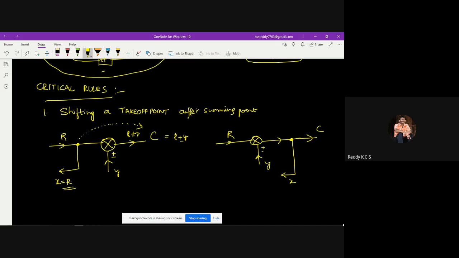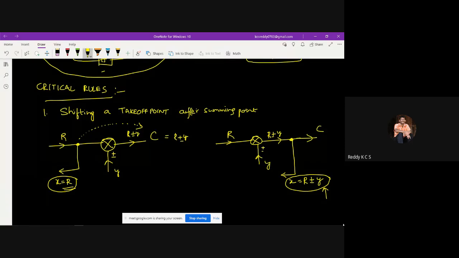Now if I take the X value here, R and plus or minus Y are both added at this summing point, so the output is R plus or minus Y. Anywhere from here to here, the value of the signal is R plus or minus Y. Now look at the value of the takeoff signal before shifting and after shifting. An addition of Y has come into the picture. Without affecting the output, C should always be R plus or minus Y.